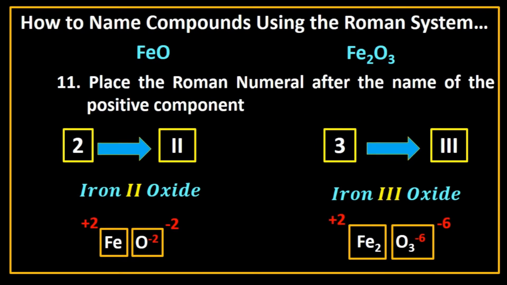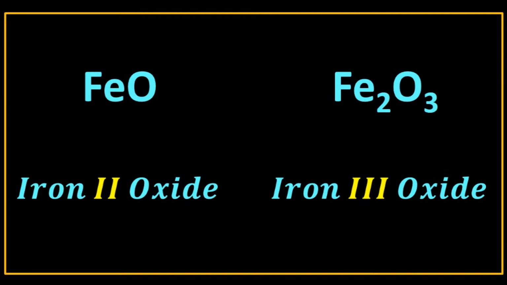Now you want to take the Roman numeral and place it after the name of the positive component. So the way you read this is iron(II) oxide and iron(III) oxide. Those are the names of the two compounds that we started with: iron(II) oxide for FeO and iron(III) oxide for Fe2O3. The color of iron(II) oxide is brown. The color of iron(III) oxide is bright red. So there are classic differences in these two irons.